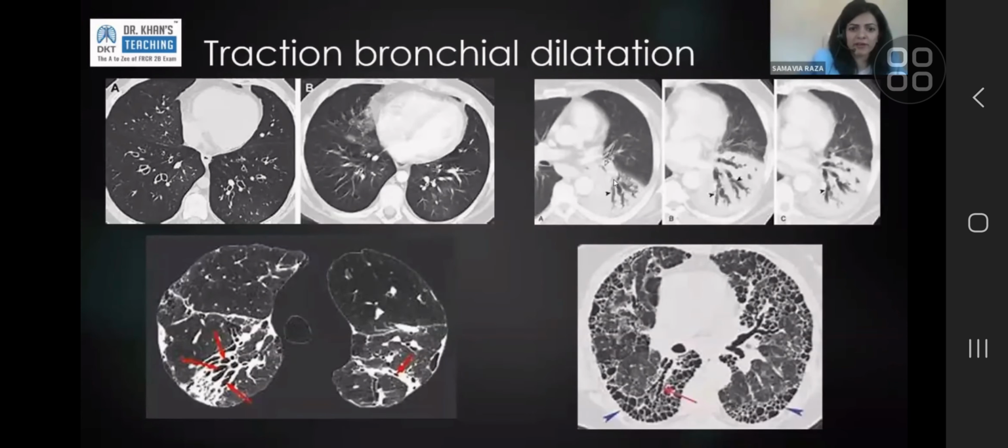Okay, a bit of divided response there. So my question was, is this bronchiectasis? Is this traction bronchial dilatation? As in, is this ILD or is this nothing? Some of you have said bronchiectasis. Some of you had said, I'm assuming you mean primary bronchiectasis.